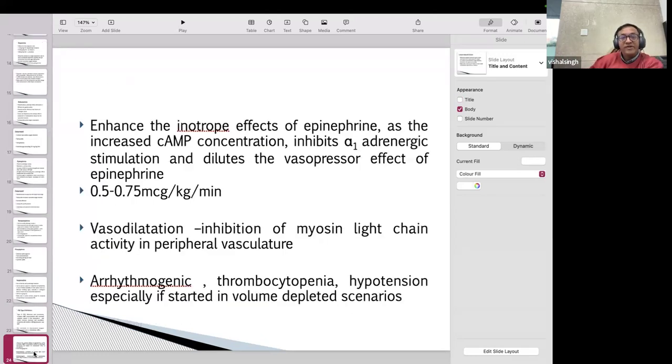It does enhance the inotropic effect of epinephrine, as the increased cAMP concentration inhibits alpha-1 adrenergic stimulation and dilutes the vasopressor effect. Also, there's a little bit of vasodilatation with milrinone because of the inhibition of myosin light chain activity in the peripheral vasculature. It is arrhythmogenic, and thrombocytopenia and hypotension are very strong side effects if you start in a volume-depleted scenario. So before starting milrinone or levosimendan, you have to be clear in your head and with your ultrasound that your heart is adequately filled up and your vasculature is filled up, and you don't really need to chase volumes at that point of time.